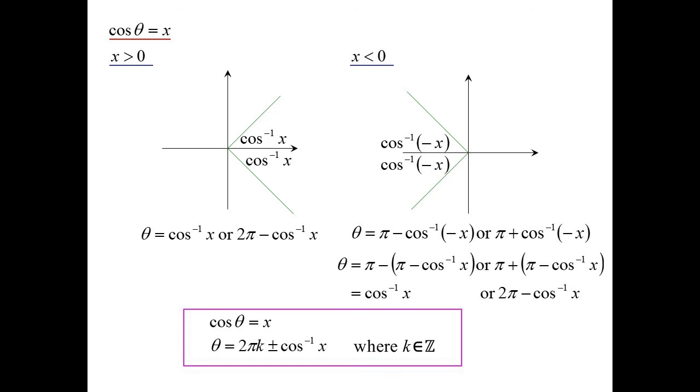Again, k has to be an integer. Right, let's complete the suite. Let's have a look at what happens with tan. If tan is positive, so first quadrant of course, but the other time it's positive is the third quadrant. So we'll have inverse tan of x or pi plus the inverse tan of x.